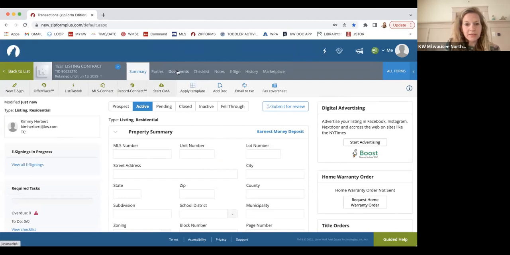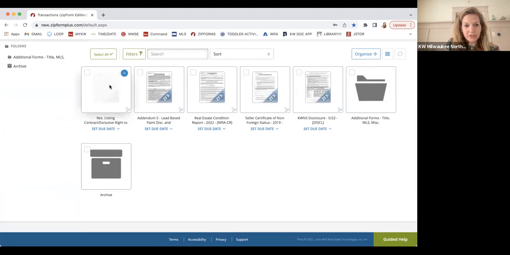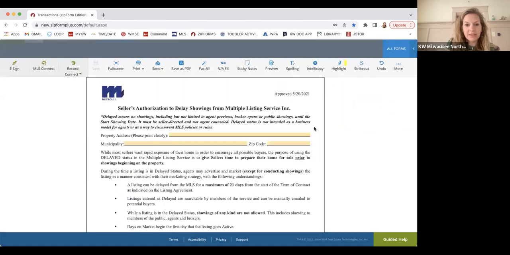So we'll go to documents. And here you'll see all of the forms that we need. So we've got a residential listing contract, the Addendum S, the real estate condition report, the seller certificate of non-foreign status. We can actually remove this now. I thought this was removed. That used to be a required form. Now the title company will take care of certifying this for you. The KWNS disclosure, this is required. And then there are additional forms in here.